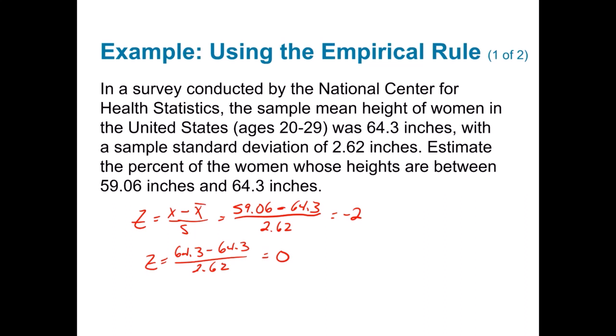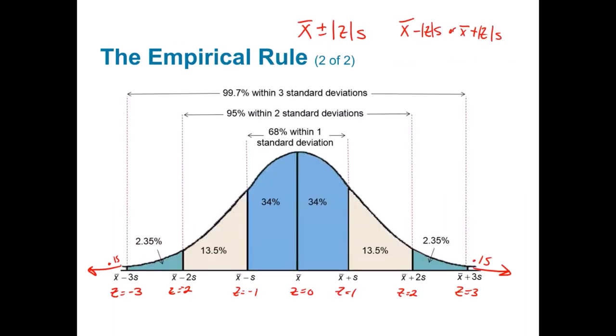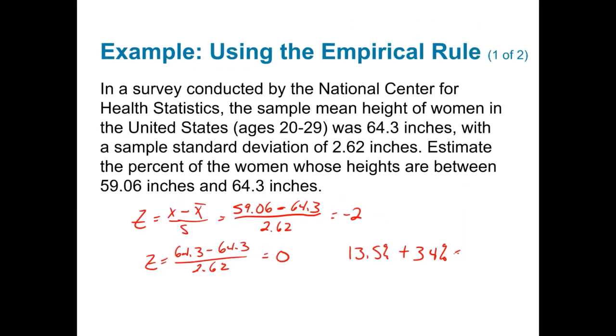You're in the middle. So what that means is if you go back to this picture, we now know where we are. We know we are 2 standard deviations below the mean, and we know we're at the mean. So then if you want to find that percentage between those two places, you add up the percentages between them, and that's all you have to do. So here, if I want to know that percentage, I'm going to add the 13.5% and the 34%, and that's going to give us what percentage? 47.5%. That's all there is to using the empirical rule.